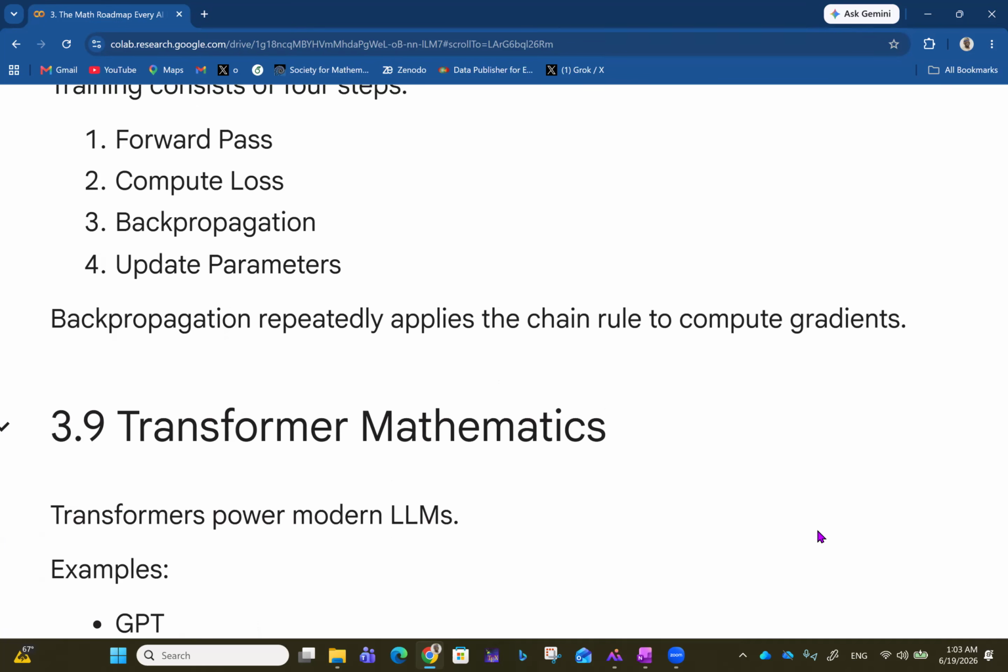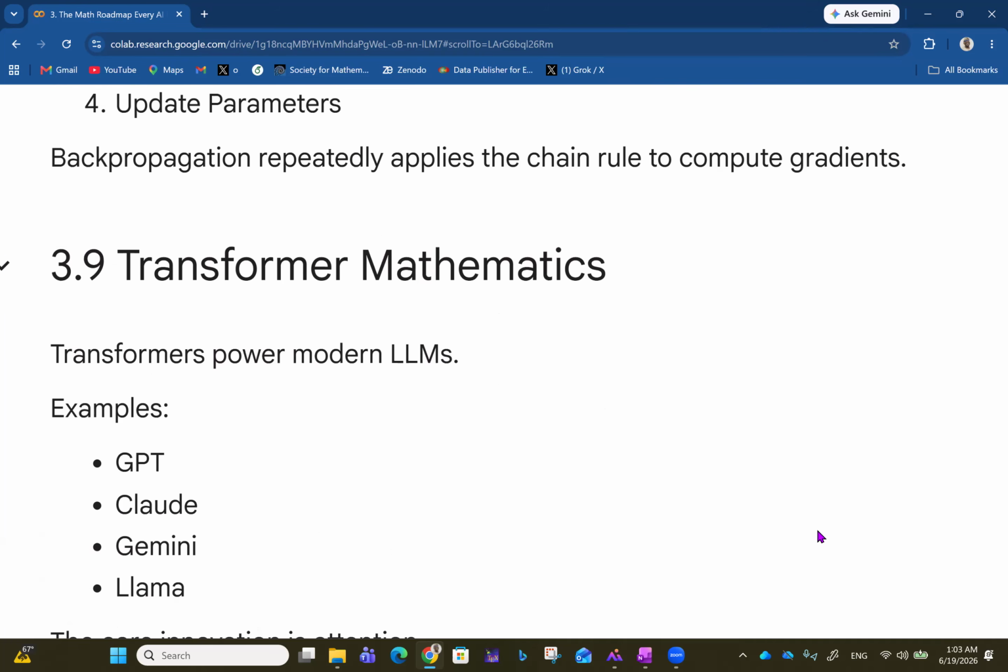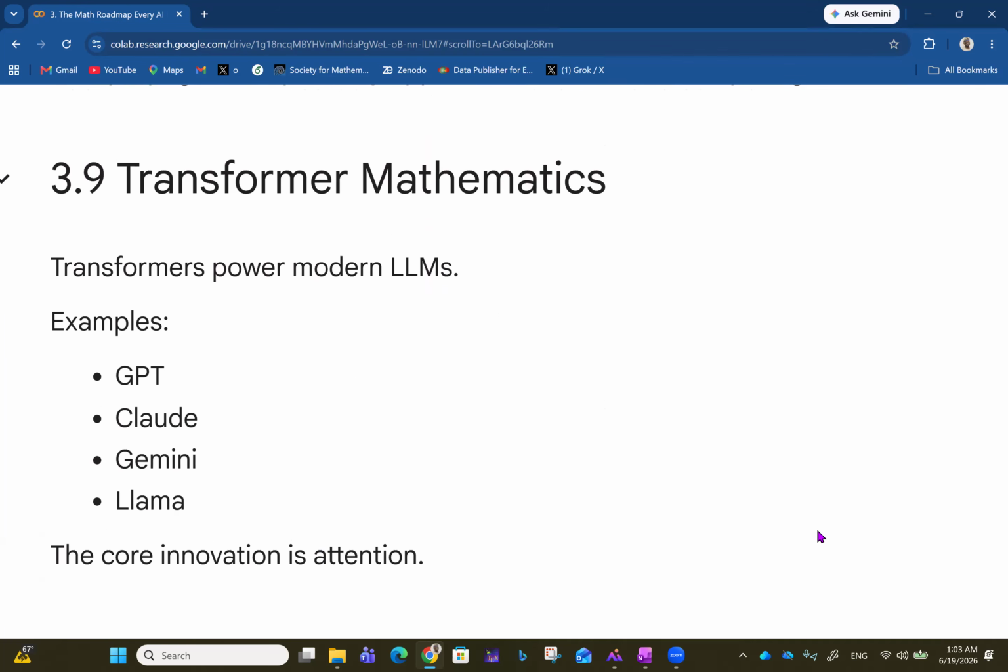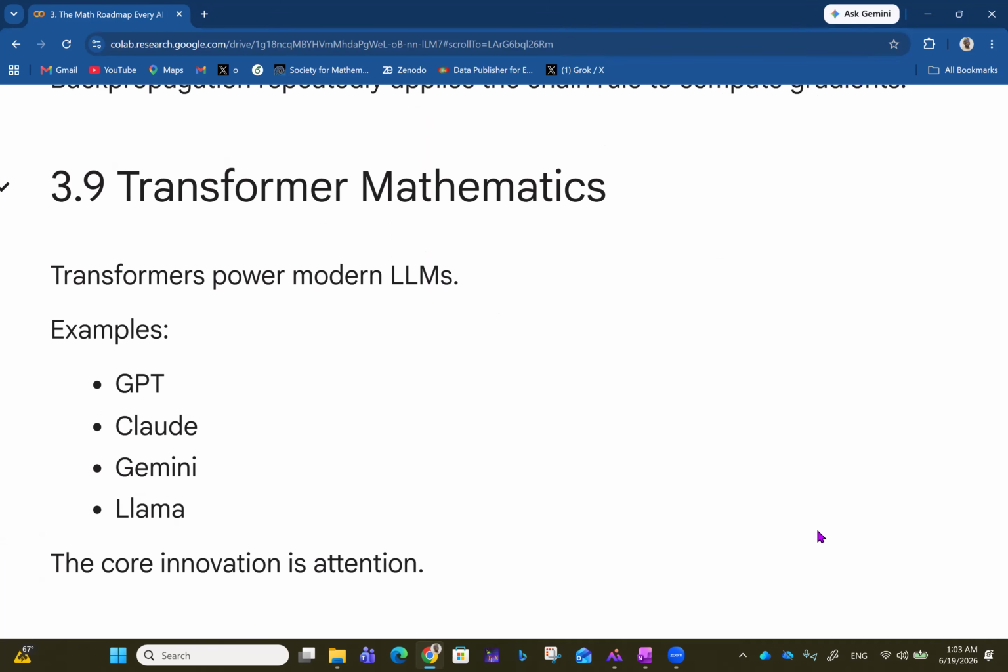And then, having looked at machine learning mathematics and deep learning mathematics, we now go to transformer mathematics. This is where we begin to talk about large language models. So, examples of large language models. We know transformers power modern large language models.